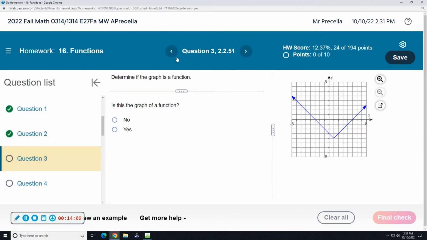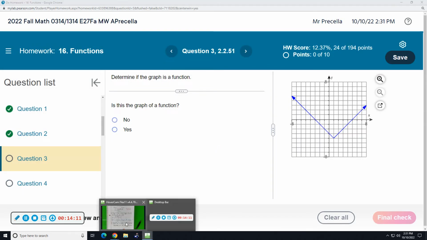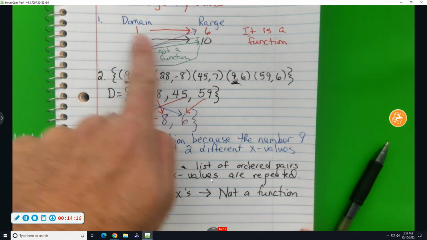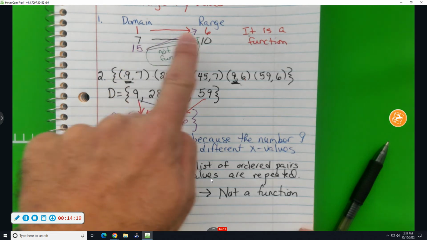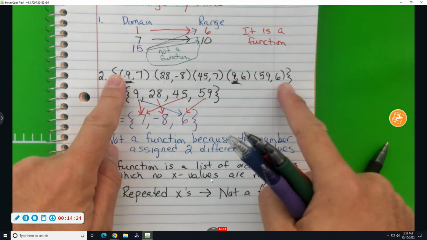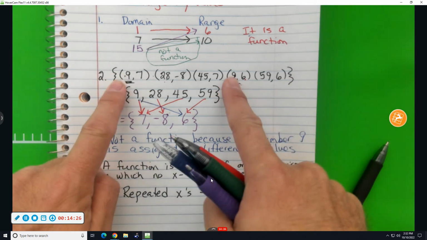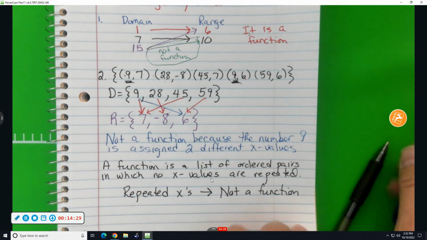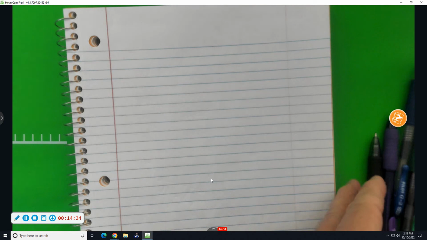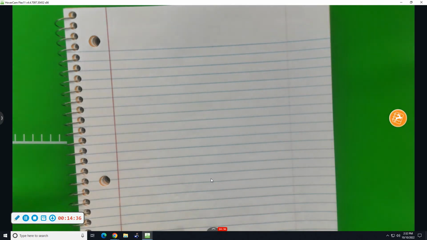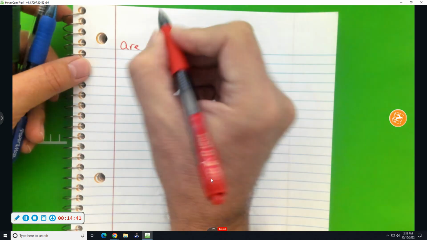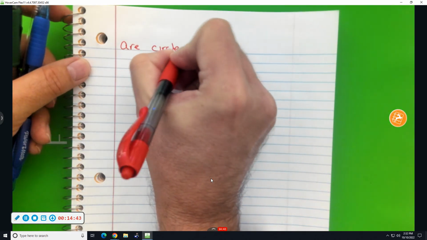Oh, wait. Before we do this one, I have a question to ask you. So we could write out functions with arrows like this. And if there's 2 arrows coming from the same x value, it's not a function. You could look at ordered pairs. If there's a repeated x, it's not a function. We graphed circles and lines this semester. So what about this? Here's a question. Are circles functions?